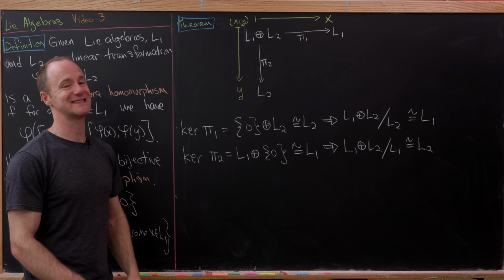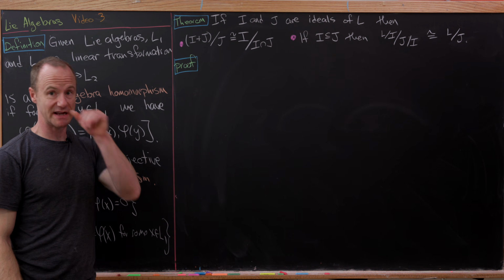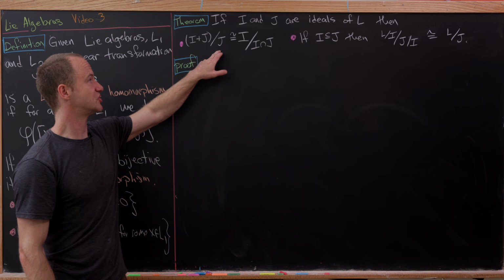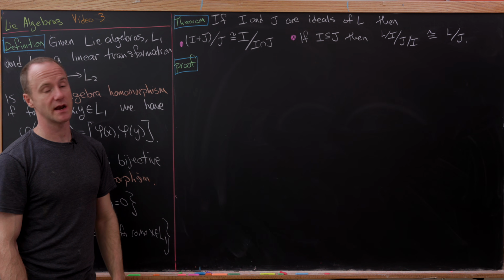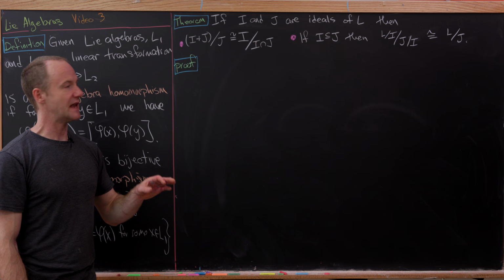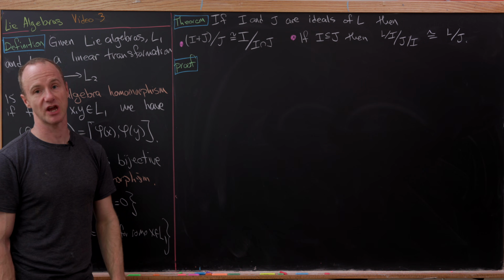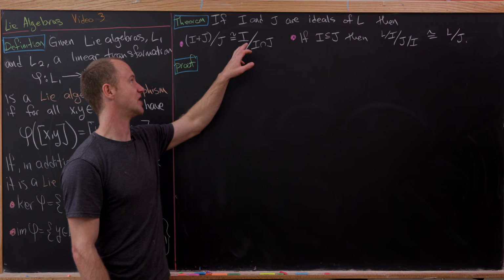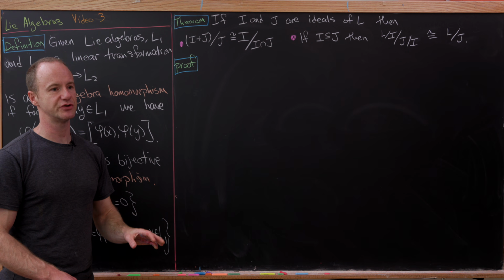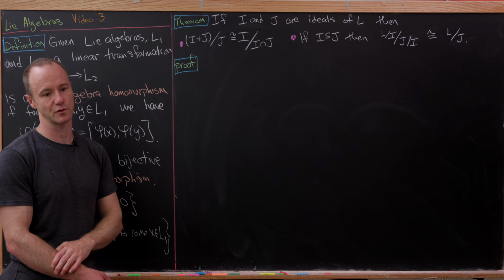Okay, so now let's look at the second and third isomorphism theorems. Suppose that I and J are ideals of a Lie algebra L. Then I plus J mod J is isomorphic to I mod I intersect J. This is the second isomorphism theorem. Implicitly here, we're seeing that J is an ideal of I plus J, and I intersect J is an ideal of I. Technically we would need to check those two statements, but we won't. We'll just check the isomorphism.